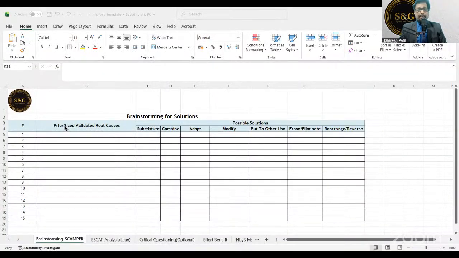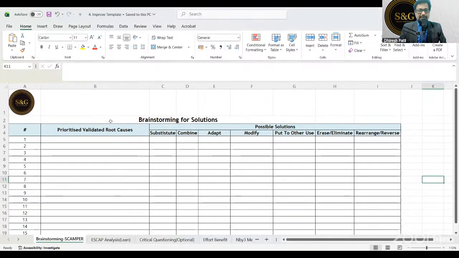Once it is done, then comes the improve phase. Let me just take you to the improve phase template. Here we go. Just a second. Okay, so the improve phase starts with SCAMPER. Now we have prioritized, validated root causes. Here you can see prioritized validated root causes, right?